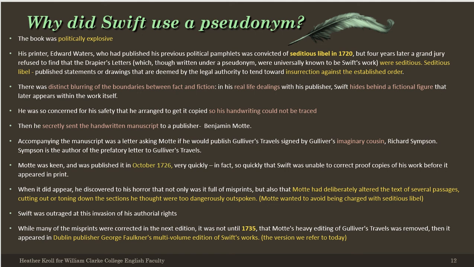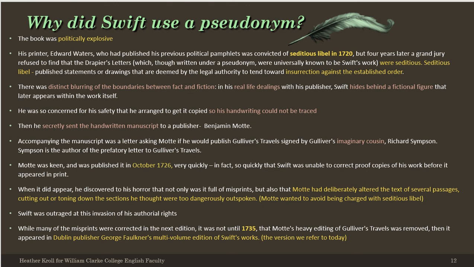Okay, so in Gulliver's Travels, there's a distinct blurring of the boundaries between fact and fiction. So in his real life dealings with his publisher, this is the next publisher, Edward Mott, Swift hides behind a fictional figure. So that's Lemuel Gulliver, and his made-up cousin that later appears in the work itself. So this fictitious writer becomes a part of the fiction itself. So you've got really juicy layers of fiction there, of non-mimetic aspects.